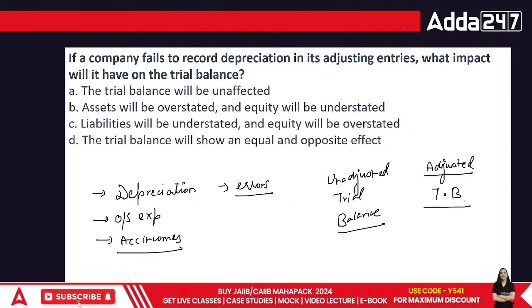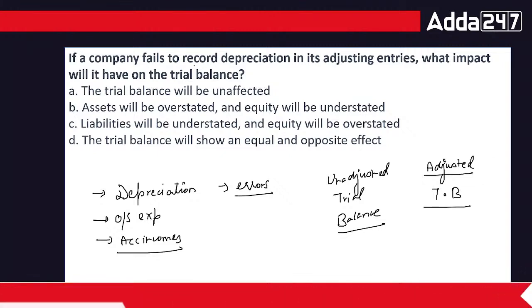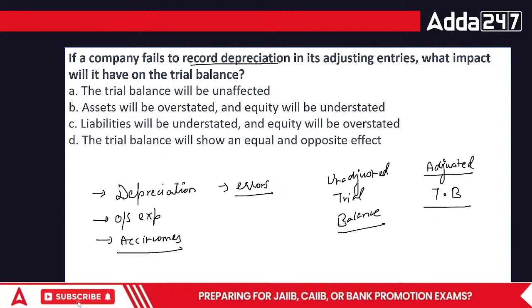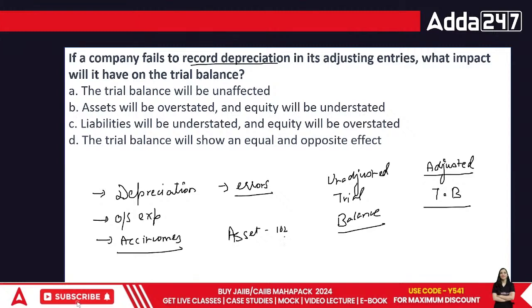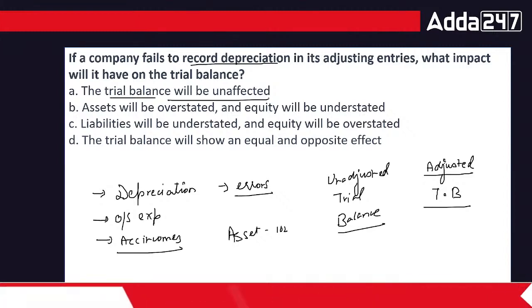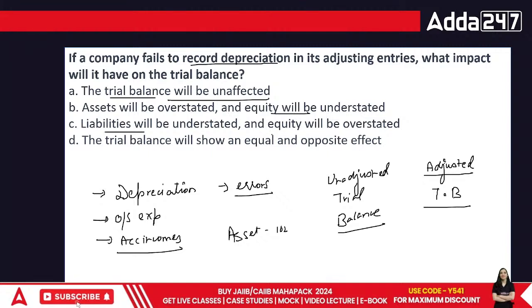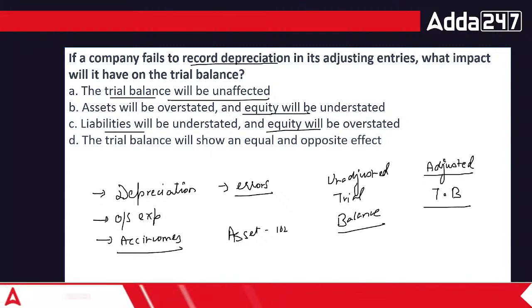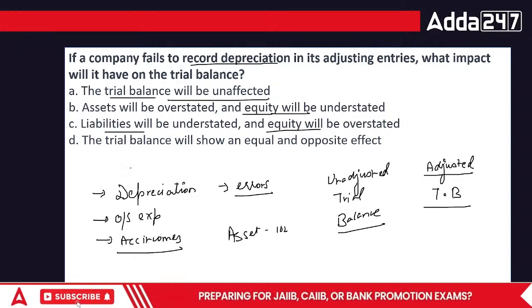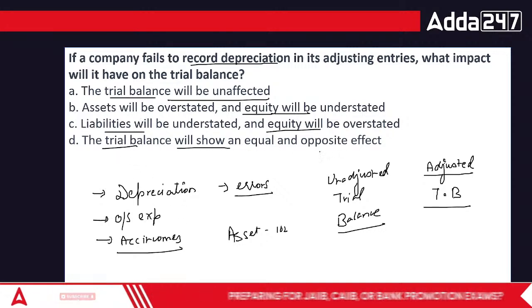Okay, so what they do, they prepare this particular statement. So if the company fails to record depreciation, what is happening? On your asset side, what will happen? My asset is still shown at 10 lakh while the depreciation was of 2 lakh. So the trial balance will be unaffected, but assets will be overstated, equity is understated. Equity here means capital, everyone. The other name of equity is capital. The trial balance will show an equal or opposite effect.